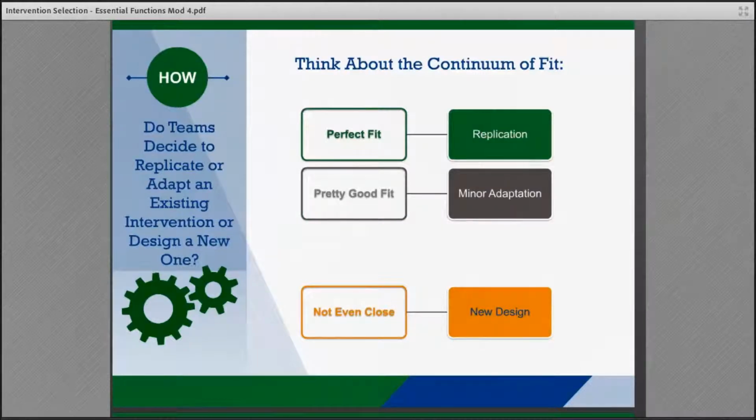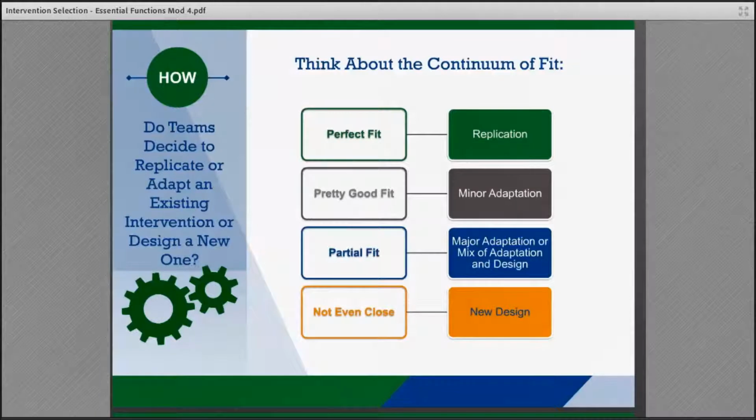Pretty good fit describes when an agency will need to make only minor adjustments or adaptations to an existing intervention for a specific setting, context, and/or target population. Partial fit will likely involve major adjustments or adaptations to multiple components, or a mixture of adapting some components and then designing other ones that are completely new. When teams determine that a new intervention is necessary, they need to consider whether the agency has the time, commitment, and resources to devote to the development and design of a new intervention.